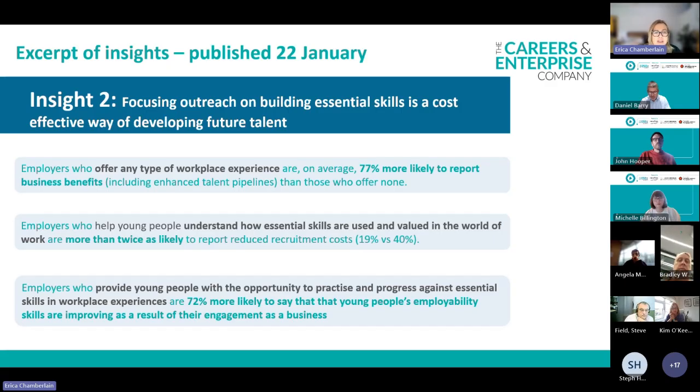And then employers who provide young people with the opportunity to practice and progress against those essential skills are 72% more likely to say that young people's employability skills are improving as a result of their engagement as a business. Which again, when I talk to employers, getting young people to be work ready, having those employability skills is something that employers often talk about. So showing that making sure you embed that in your outreach can have that real impact.